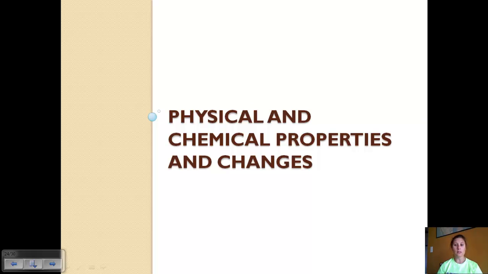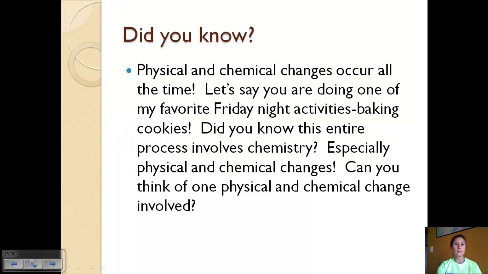We talked about distillation, which is separation based on boiling point, and filtration, which is separation based on physical property. And so now let's talk about some more physical and chemical properties. Physical and chemical changes occur all the time.